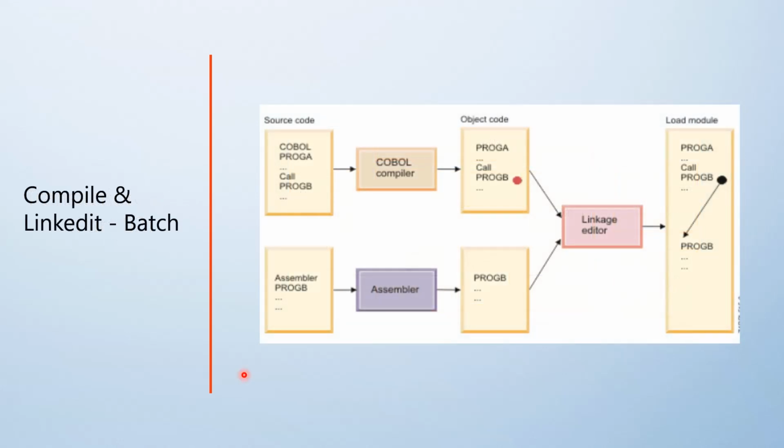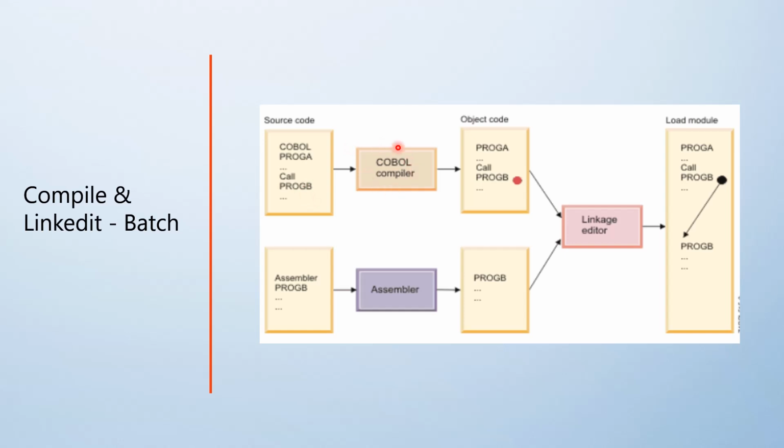Here we are talking about the compile and link edit of a program, the steps involved in compile and link edit of a program in batch mode. If you want to run a program within a batch, the steps required to compile and link edit are shown in this picture. You write a program in any source language you pick. In this example, program A is written in COBOL and program B is written in assembler.